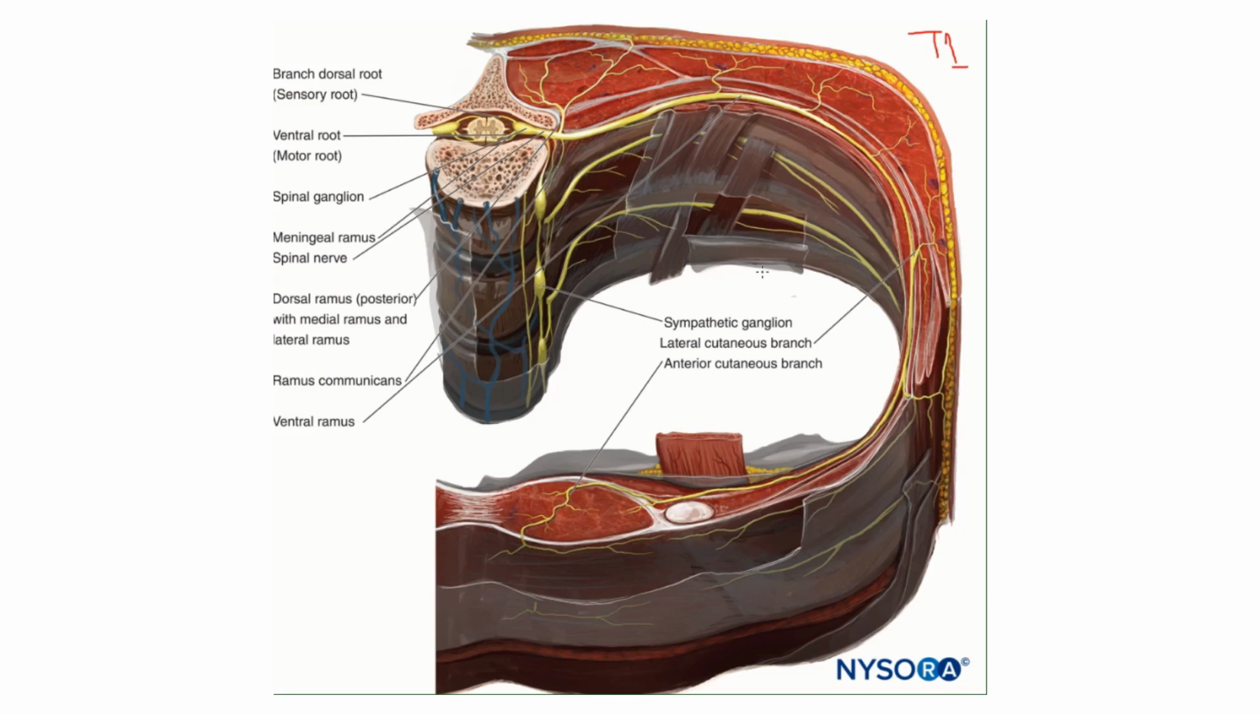Whereas the posterior rami will continue as the intercostal nerve. The second difference is that the first and second intercostal nerves will be present on the inner surface of the ribs, as opposed to the other intercostal nerves, which are present in the inferior margin of the upper rib, which we studied earlier.